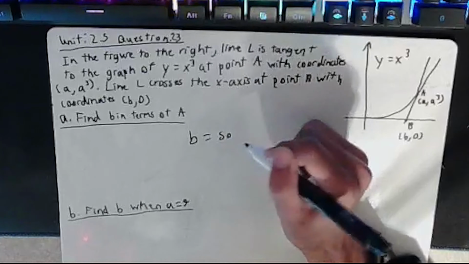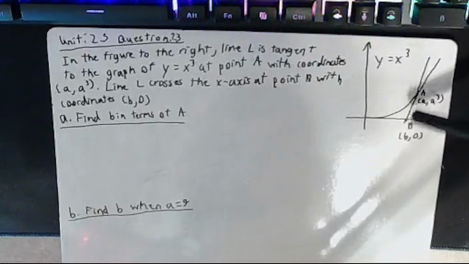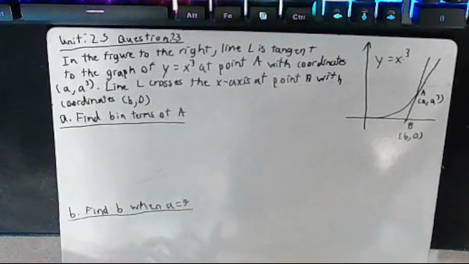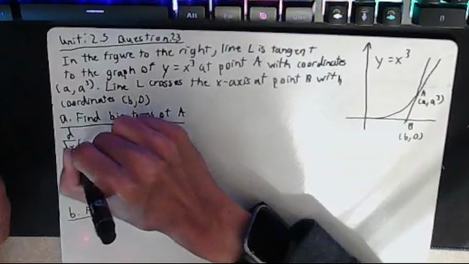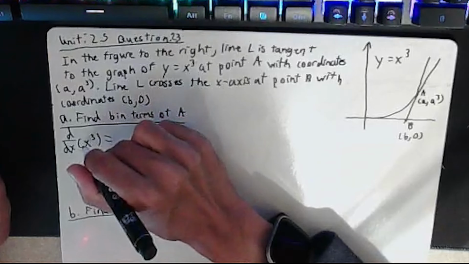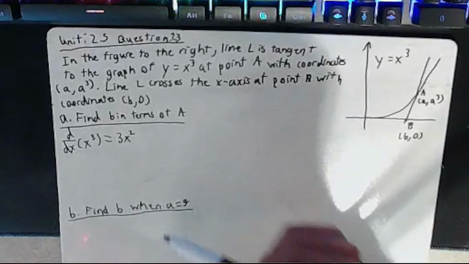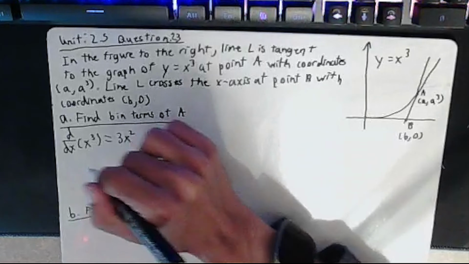In order to do this, we're going to need to find the equation of the line that's intersecting our x cubed. We know that the line is tangent to the graph, which means that the slope of this line is going to be the derivative of our function. To find the slope, we're going to take the derivative of x cubed. Using the power rule, we bring the power to the front, and we get 3x squared. We know that our slope is 3x squared. From this, we can make our equation of the line using point a, a cubed.